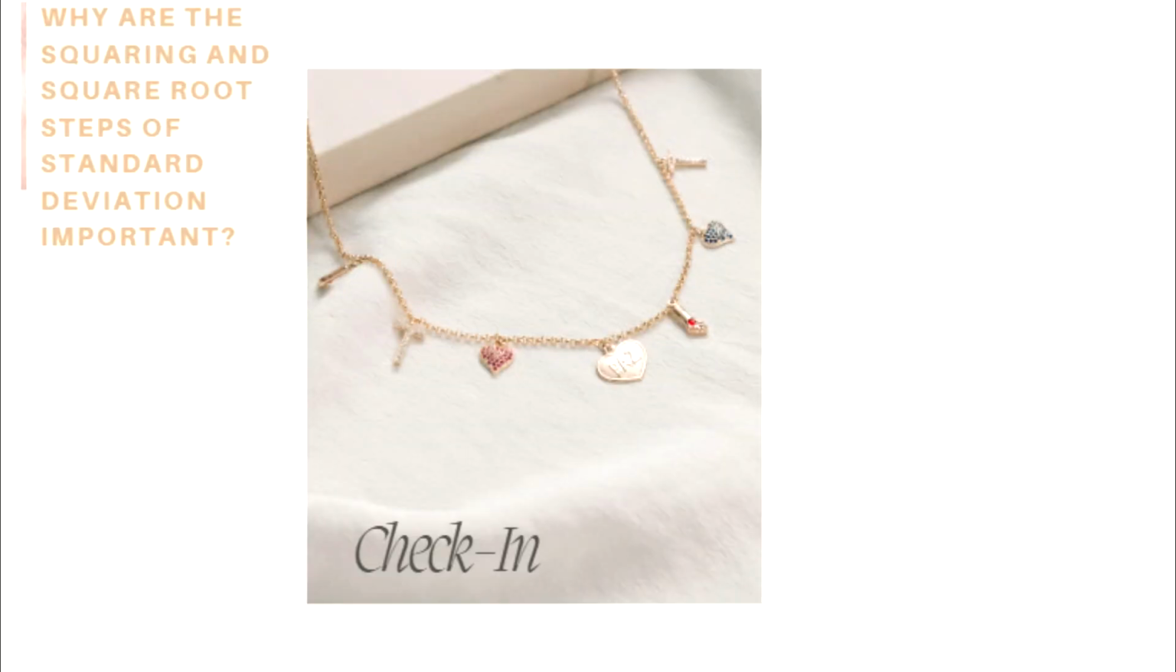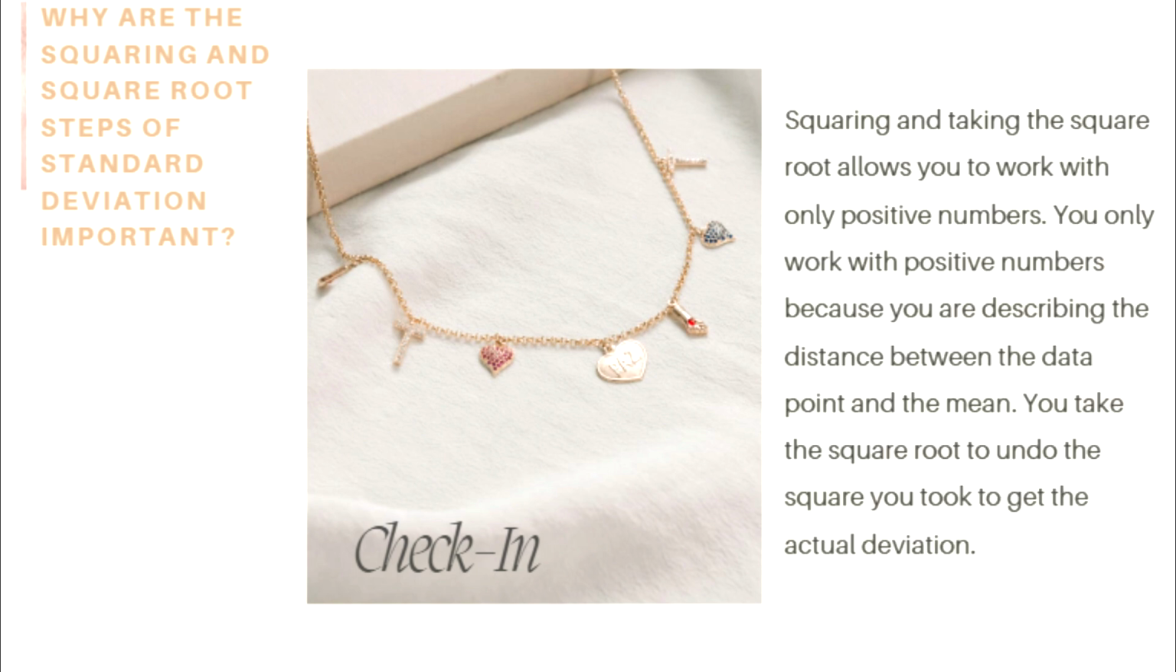This is a check-in. Why are the squaring and square root steps of standard deviation important? So why are they making it complicated? Squaring and taking the square root allows you to work with only positive numbers, which we were doing before, but now it's more involved. You only work with positive numbers because you are describing the distance between the data point and the mean. You take the square root to undo the square you took to get the actual deviation.